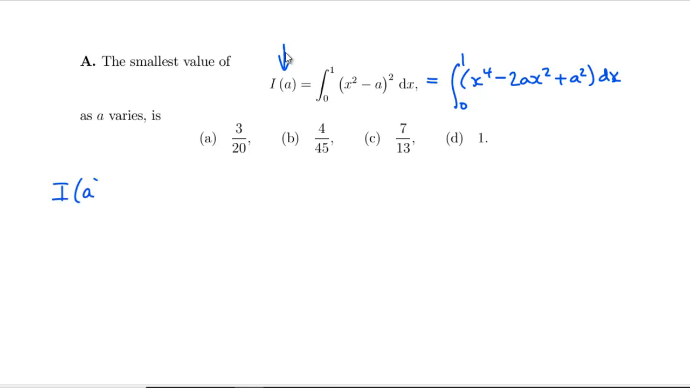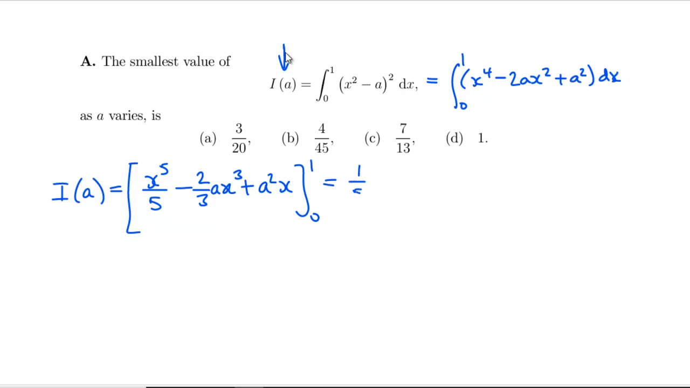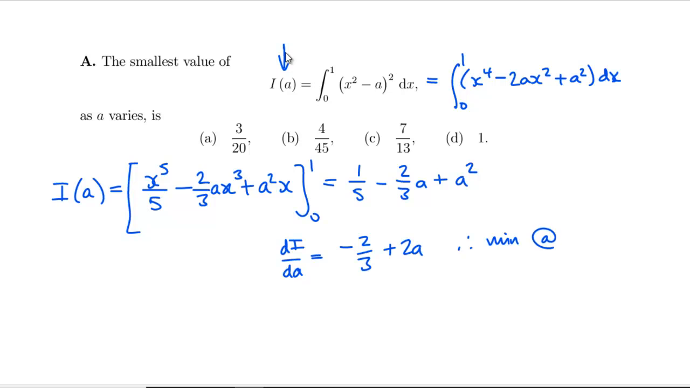So I as a function of a is going to be x to the 5 divided by 5 minus 2/3 of ax cubed plus a squared x, and that's between 0 and 1. So we've got a fifth minus 2/3 of a plus a squared, and we want to minimize that. So we're going to want to do dI/da, which is minus 2/3 plus 2a. And you can see that's going to be a minimum because our second derivative is going to be 2. So we've got a minimum at a equals a third.